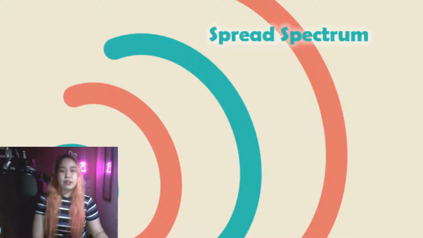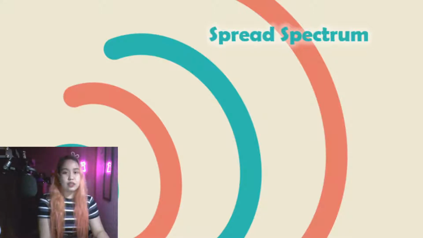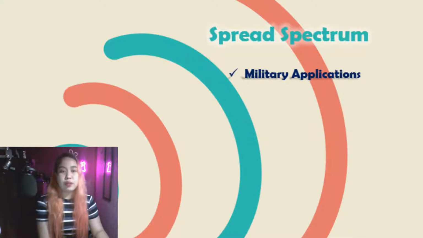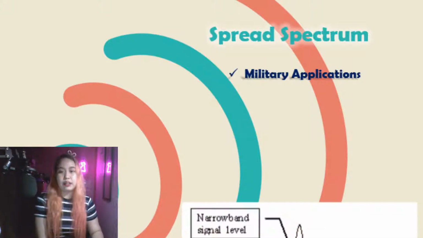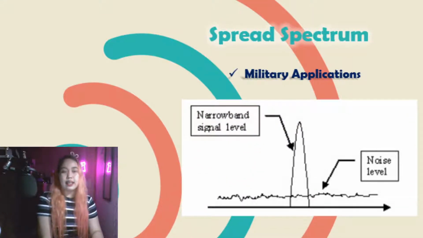Spread spectrum refers to a system originally developed for military applications to provide secure communication by spreading the signal over a large frequency band. This figure represents a narrow-band signal in the frequency domain. These narrow-band signals are easily jammed by any other signal in the same band. Likewise, the signal can also be intercepted since the frequency band is fixed and narrow, or easy to detect.